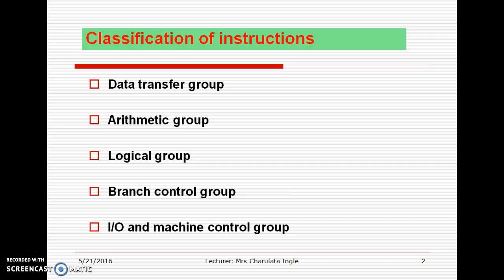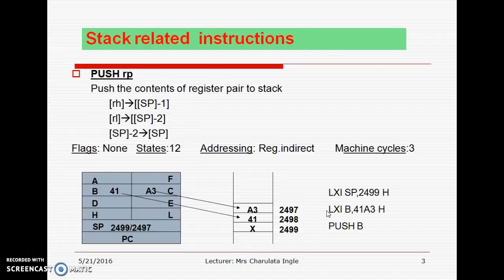Let's have a look at the different groups of instruction sets available for the 8085: data transfer group, arithmetic group, logical group, branch control group, and I/O and machine control group. The stack related instructions are also included in the I/O and machine control group. So today we will discuss the stack related instructions.